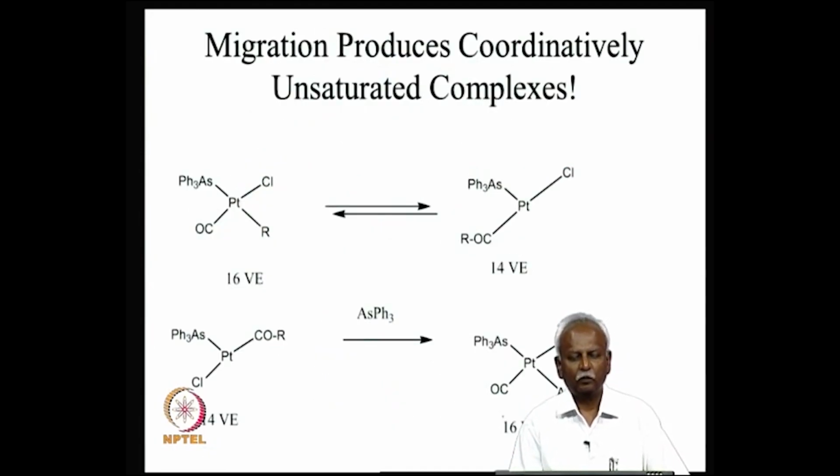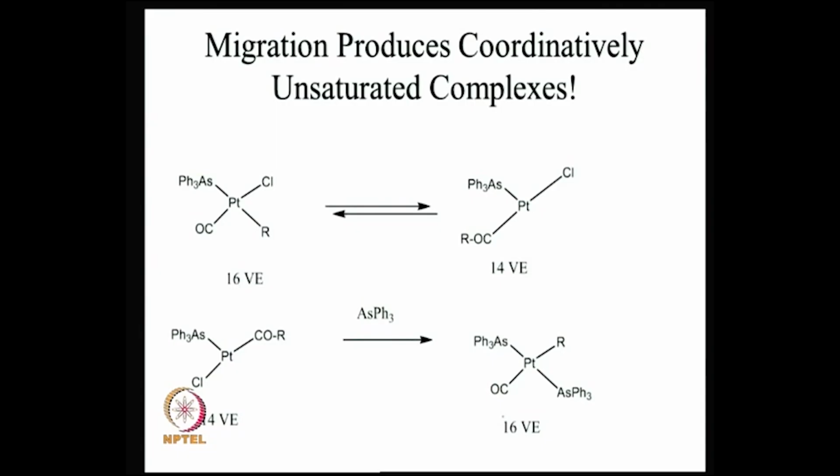Let us take a look at what happens when you have methyl migration. I have used a different complex here. What we are doing is that we are generating a coordinatively unsaturated complex, and because you can have both 16 valence electron species and 18 valence electron species, one should think about what will happen if you have a migration first and then coordination sites being filled.